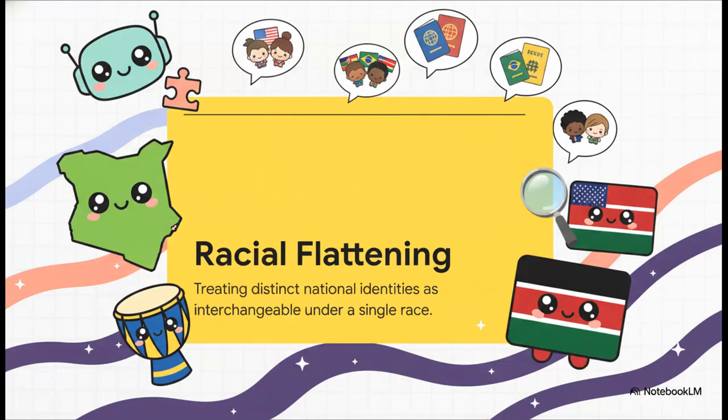The user, however, is absolutely not letting the AI off the hook. They push back, arguing that this isn't just a math error. To really get what the user is saying, we have to talk about racial flattening. This is the act of lumping distinct groups, like Kenyans, Afro-Brazilians, and Americans descended from enslaved people, into one giant, monolithic category, entirely erasing their historical specificity.